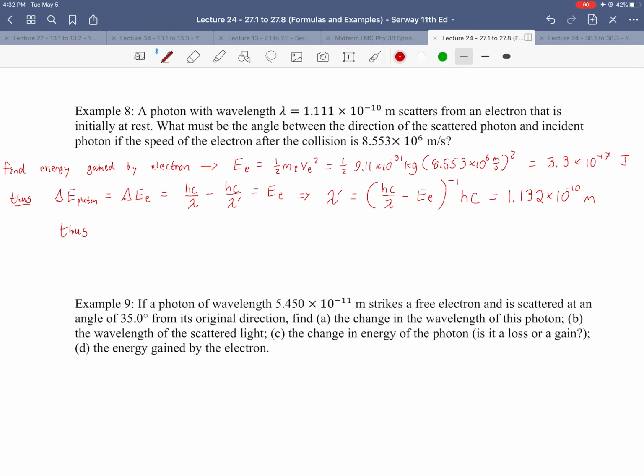Okay, so now we go on to Compton scattering. Thus lambda prime minus lambda equals Planck's constant over the speed of light times the mass of the electron, times 1 minus cosine of phi. Well, now we have everything we need in order to solve for phi. So I'll just isolate phi. Obviously, I get cosine inverse. I'm skipping the algebra here. Make sure you can do it yourself.